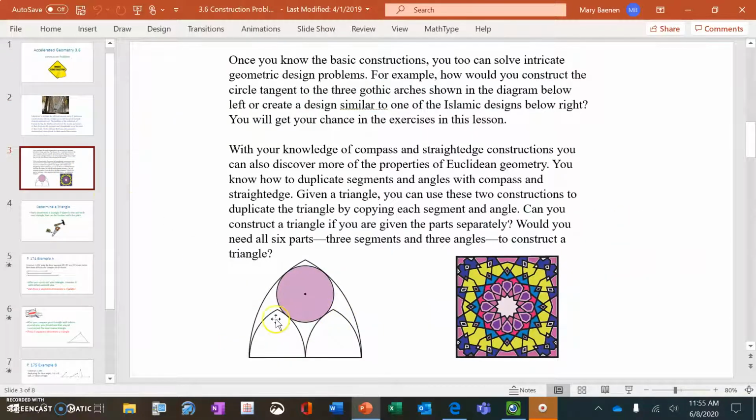So over here is the beginning of a design where you construct a circle inside of that figure, so they could do stained glass that way. Here's some more constructions that people did to make beautiful art.